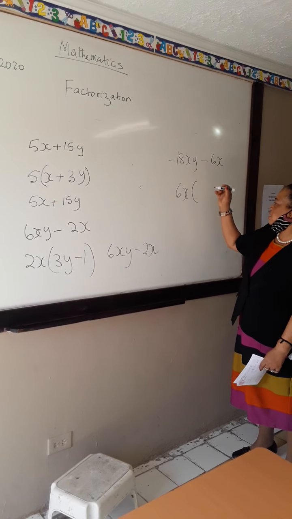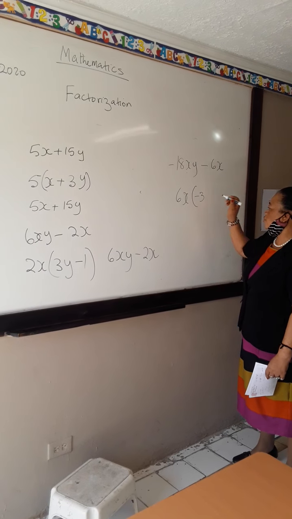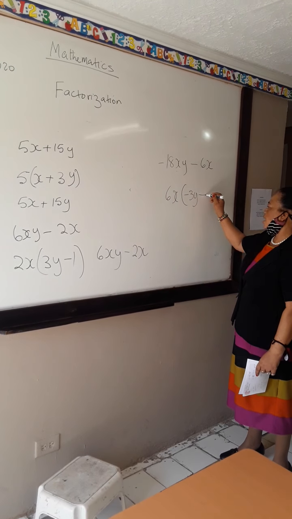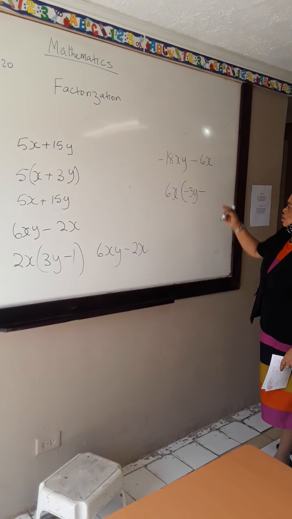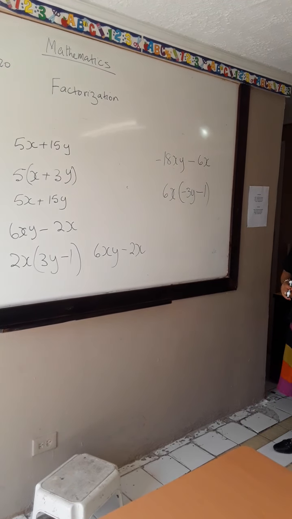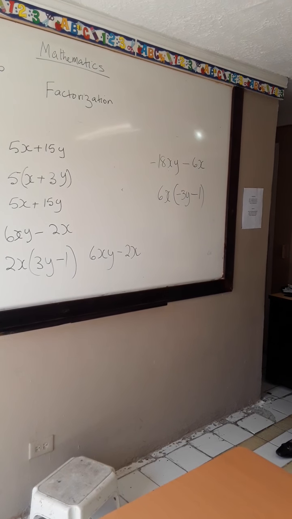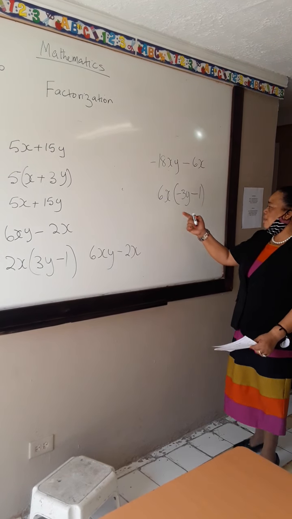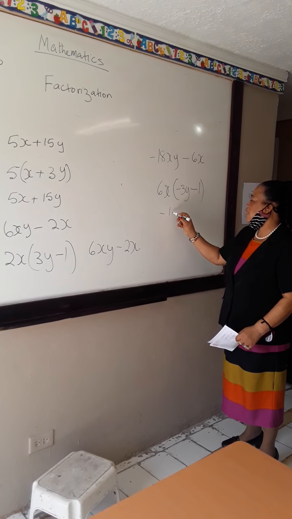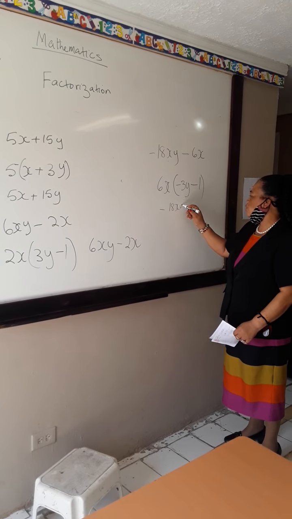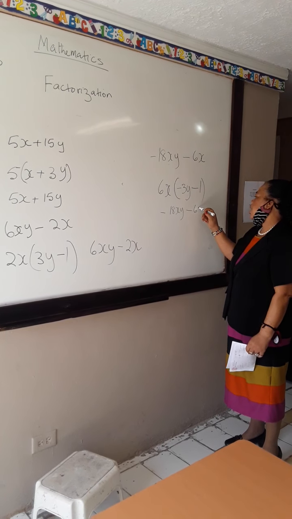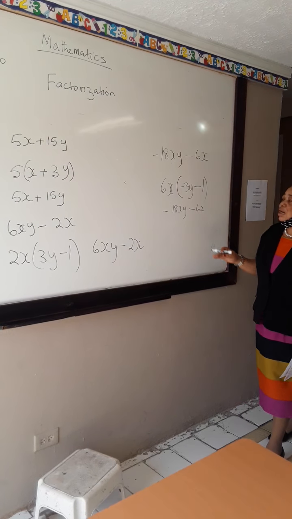So 6 into 18 is going to be a negative 3. The x would eat up itself. I'm left with a y. Minus 6 into 6x is going to give me 1. And so that would be my factorization. If I test this, 6x times 3y is going to give me negative 18xy, and 6x times 1 is going to give me negative 6x. And that's what I started off with.